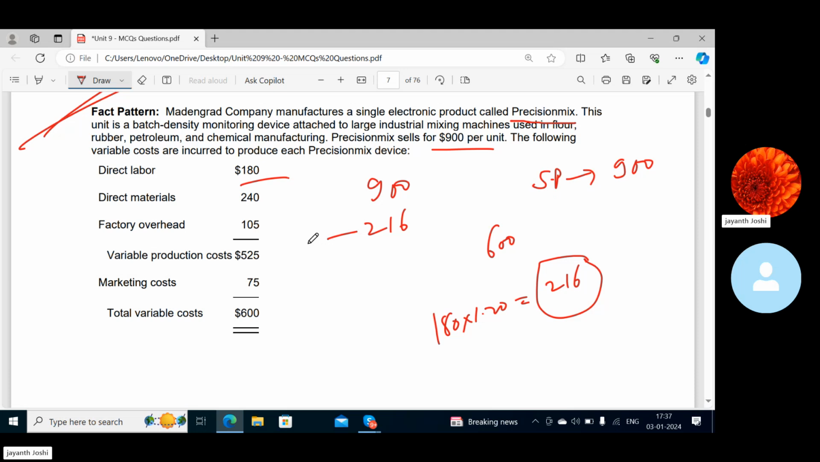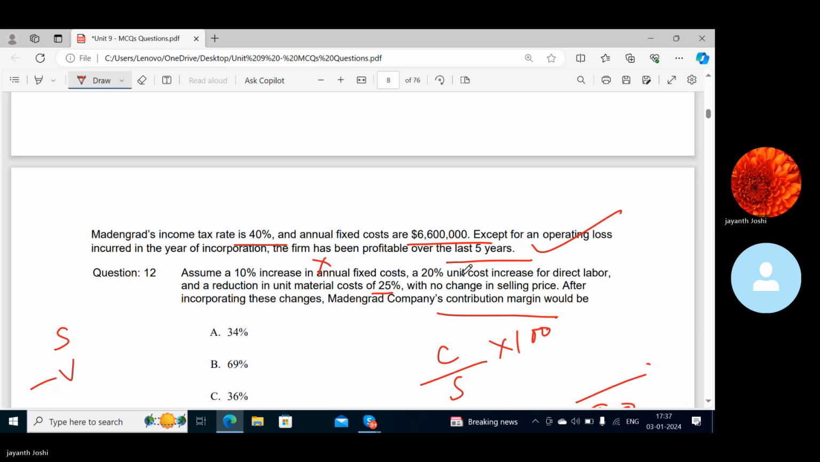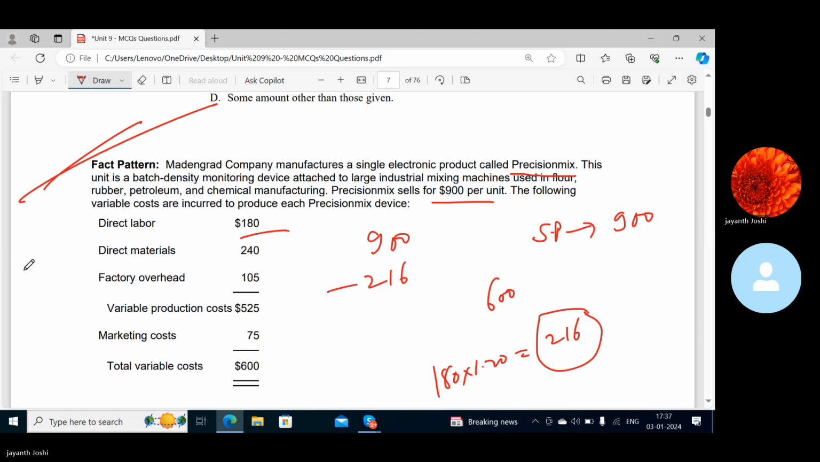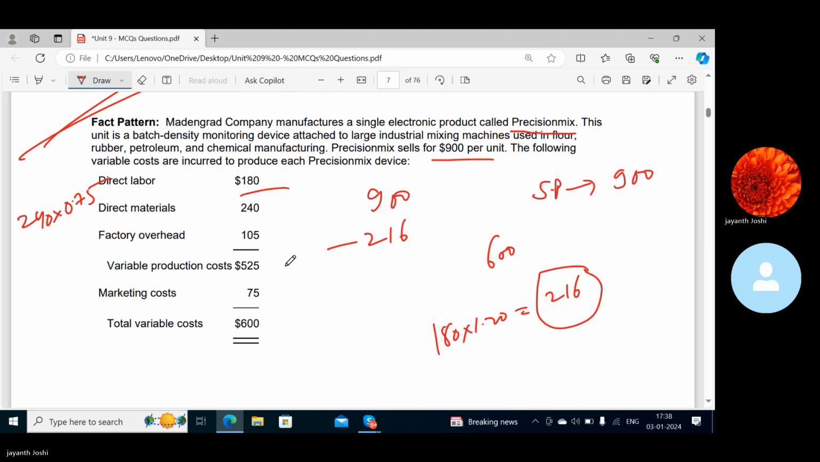So let's now decrease this. It's decreasing or what? Reduced, right? What are they reducing? Material cost, 25%. So 240, 25% decrease, right? Yes. How much is that? 0.75 into 240, 180.